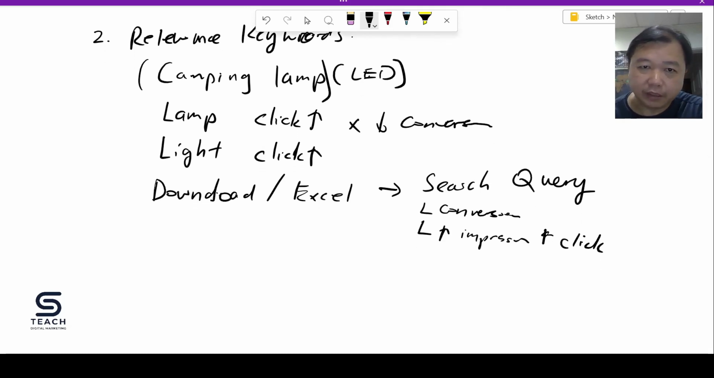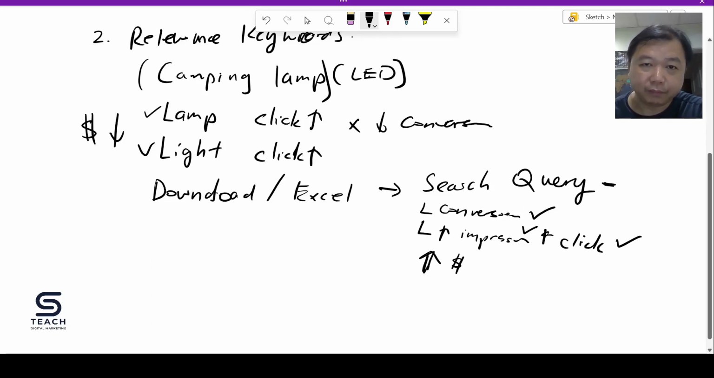It doesn't mean that you have to stop bidding for these keywords. What you should do is reduce the bidding price for these keywords. For any keywords inside the search query with very high conversion, or high click and high impression, you increase the bid price, because these are the keywords that you want to target. By doing so, you increase the relevance of these keywords. So people search for exactly camping lamp, people see your listing, people purchase the product. So you increase the relevance.